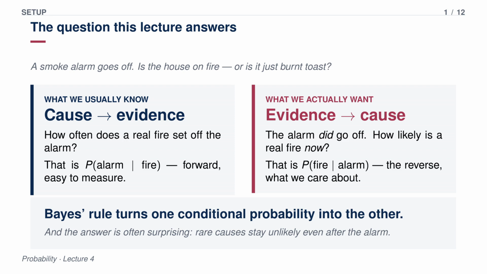Bayes' rule is the machine that turns one into the other. And here's the punchline we'll keep hitting. A rare cause tends to stay unlikely, even after the evidence shows up. Hold that thought. It comes back twice.